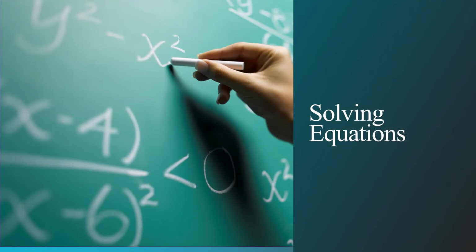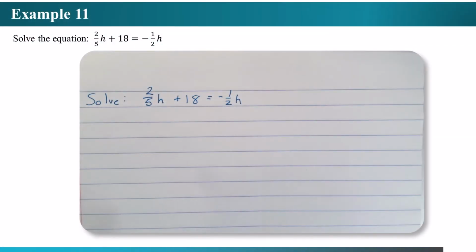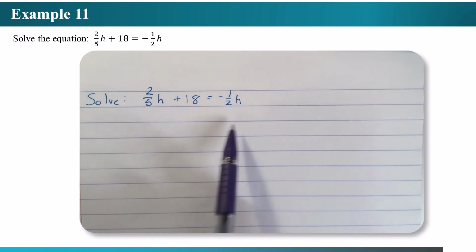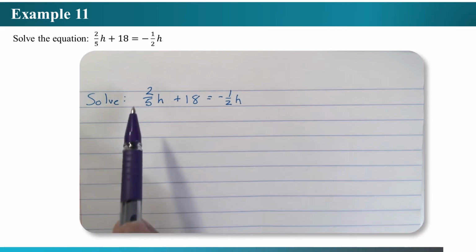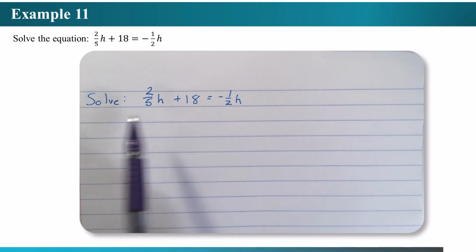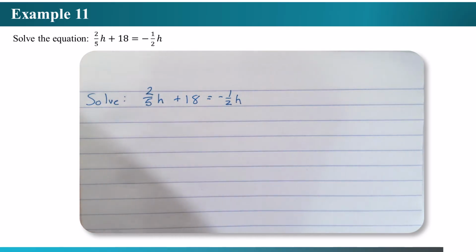Let's talk about solving equations. In this problem, we want to solve for h. We have 2/5 times h plus 18 equals negative 1/2 times h. Now our strategy here will be to see if we can simplify this. I want to see if I can get rid of these fractions to begin with. Now when I look at 2/5 and negative 1/2, I can see that if I were to multiply all the way through by 10, then that would get rid of these fractions. So I'm going to multiply everything here by 10.